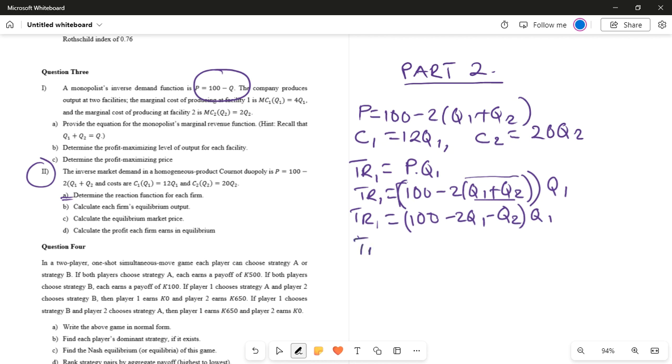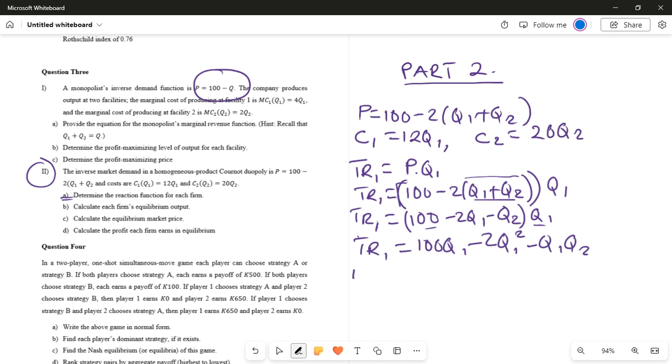So total revenue for firm number 1 is going to be 100 Q1 less 2 Q1 squared minus Q1 Q2. What I have done is just opening up the brackets, distributing this Q1 throughout the brackets. So Q1 times 100 is 100 Q1. Then Q1 times minus 2 Q1 is going to be minus 2 Q1 squared. Then Q1 times Q2 is going to be minus Q1 Q2.